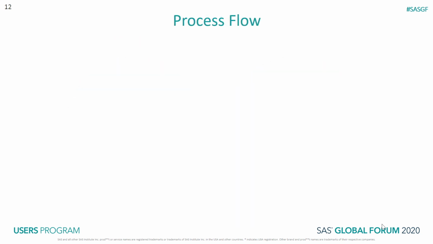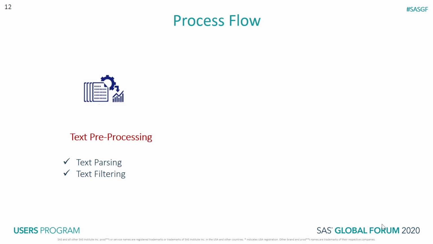Now, let's look at a high-level overview of our process. Our analysis began with text pre-processing. This involved two steps, namely text parsing and text filtering. Text parsing breaks text into tokens of words, detects parts of speech, performs stemming, etc. Even the cleaning is done at this phase.